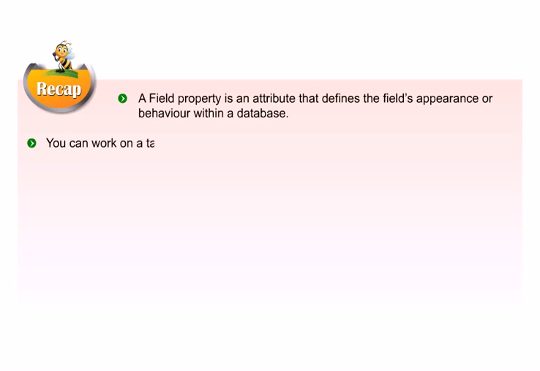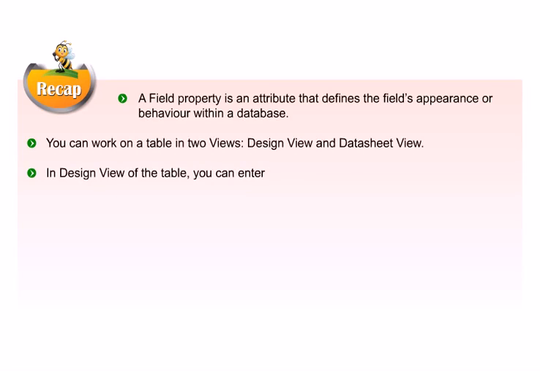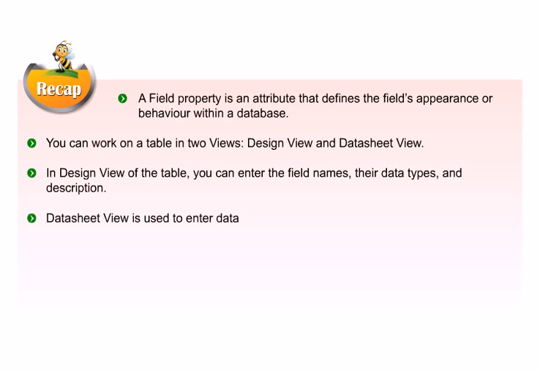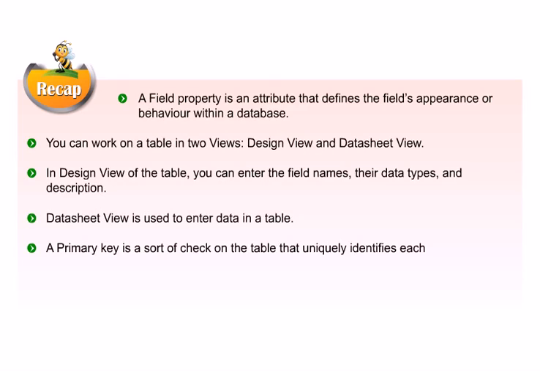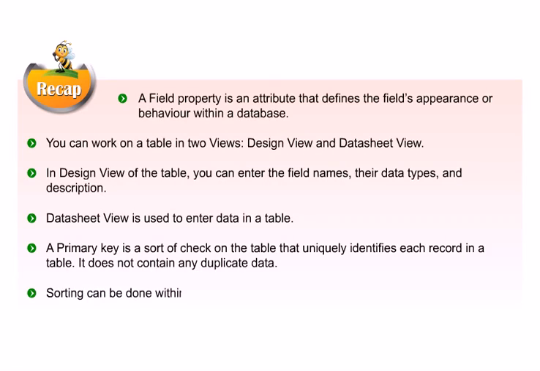You can work on a table in two views, Design View and Datasheet View. In Design View of a table, you can enter the field names, their data types and description. Datasheet View is used to enter data in a table. A primary key is a sort of check on the table that uniquely identifies each record in a table. It does not contain any duplicate data. Sorting can be done within a table with respect to a particular field either in an ascending or descending order.